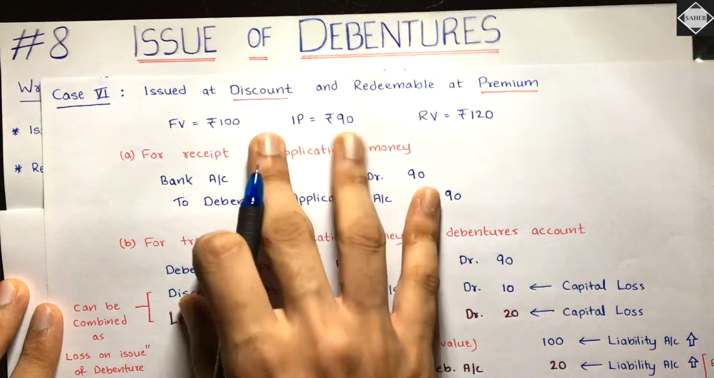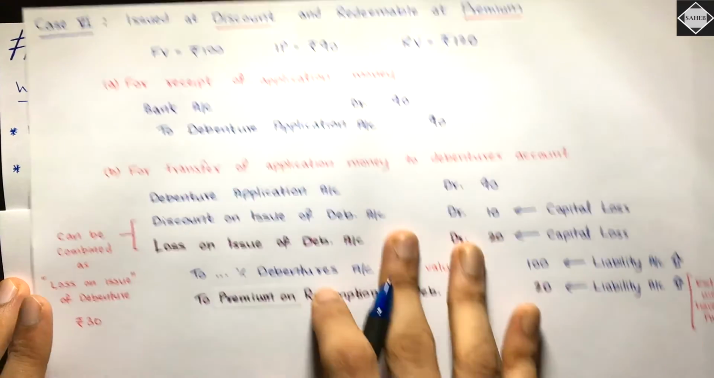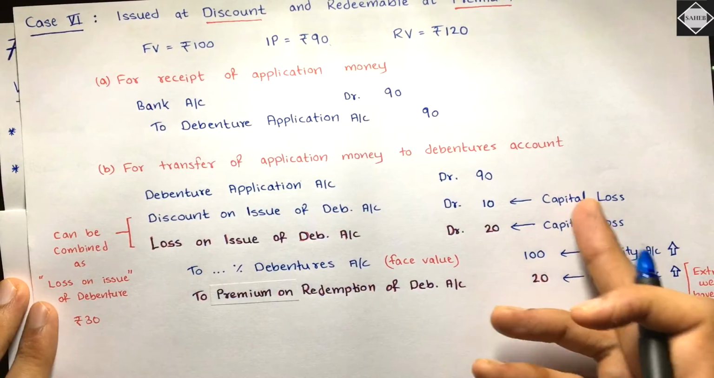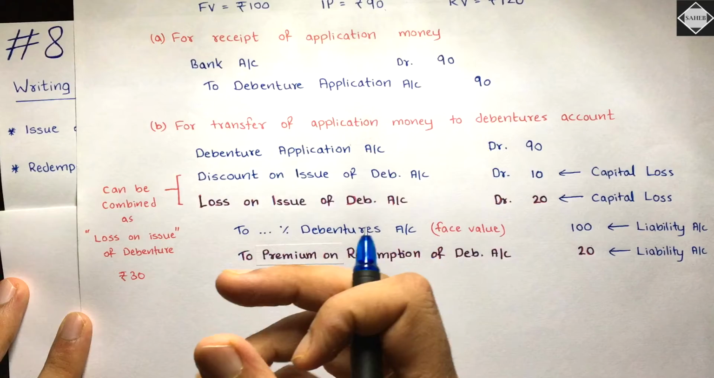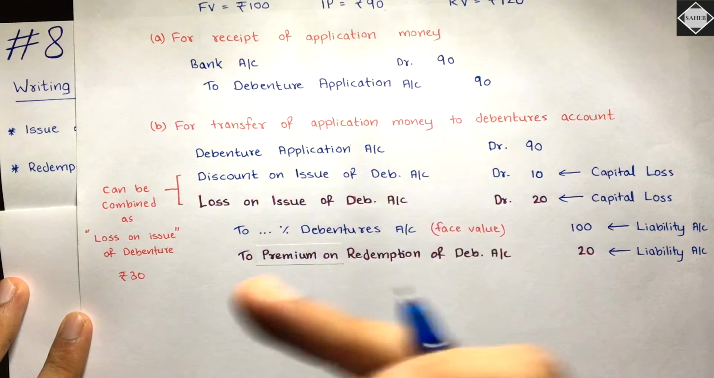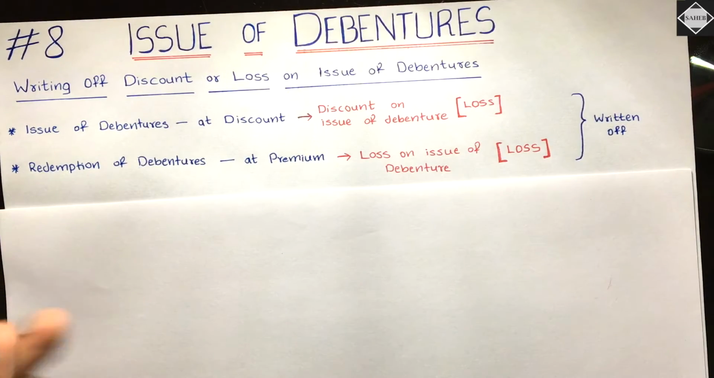If these debentures have been issued for 5 years, then over the period of 5 years we will write off this loss. What does that mean? It means you have to take this 30 rupees slowly, in the period of 5 years, to the profit and loss account year by year. That's the meaning. That's how it is written off. How the calculation will happen, we'll discuss. Don't worry, the basic idea you have got right now.